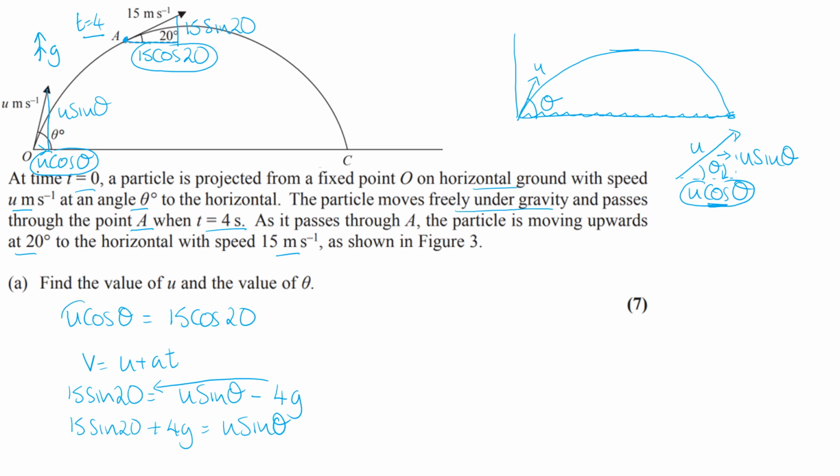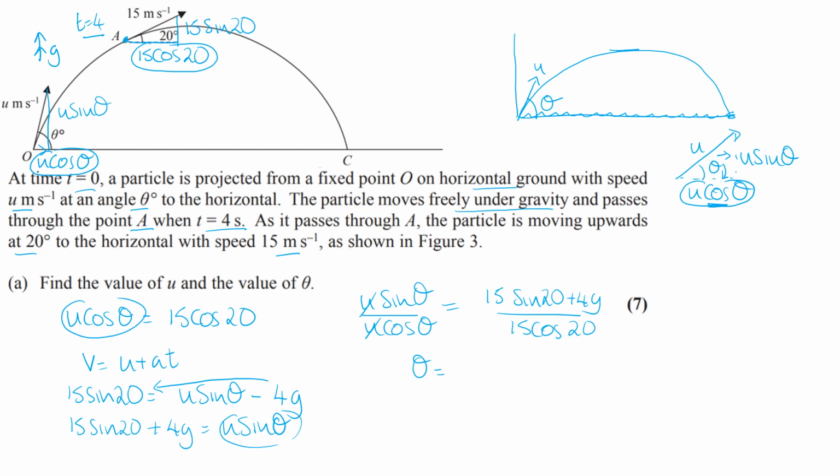Because we've got an expression for u cos theta and u sine theta, if we put u sine theta over u cos theta, we get tan theta because the u's cancel out. u sine theta is 15 sine 20 plus 4g, divided by 15 cos 20. Then do inverse tan of that, and out comes theta, which is 72.4 degrees.